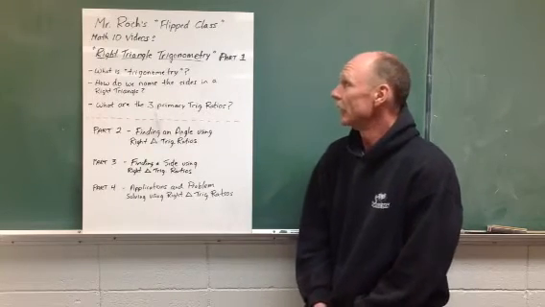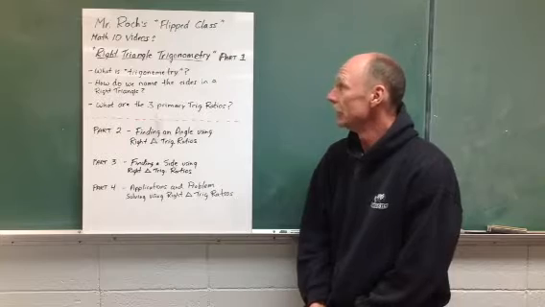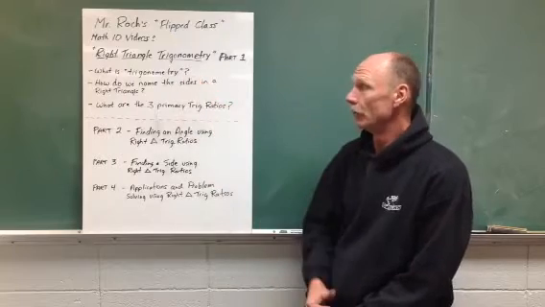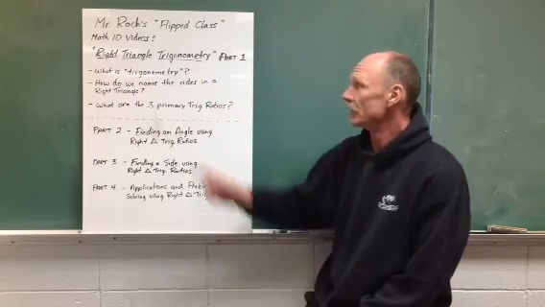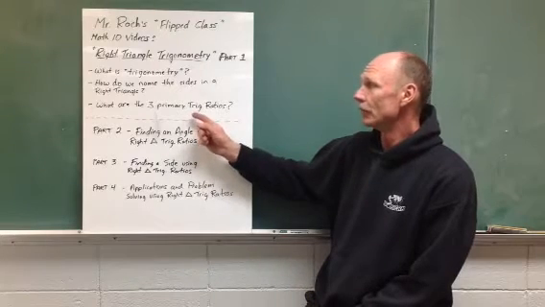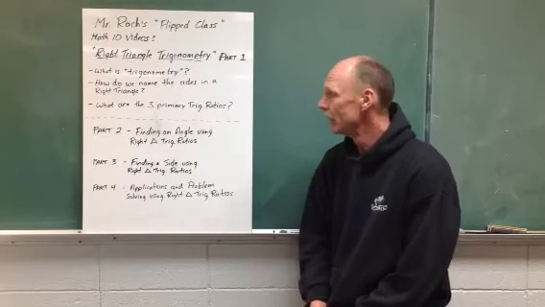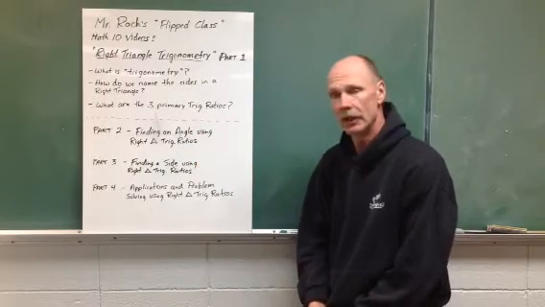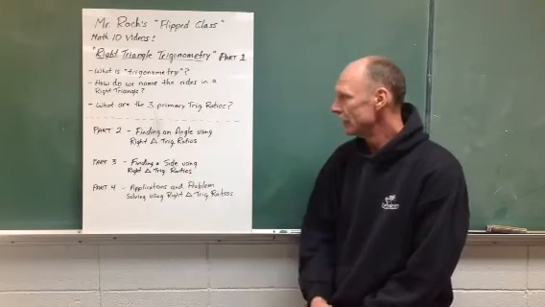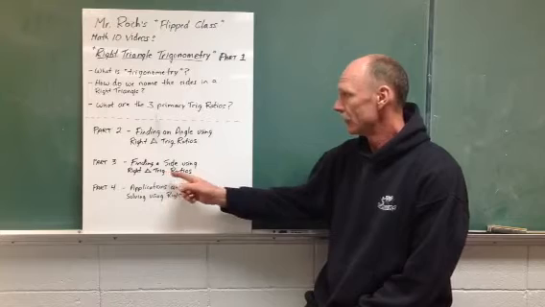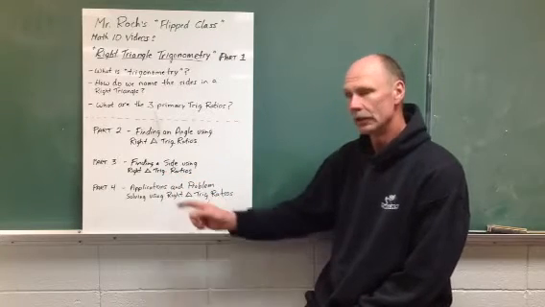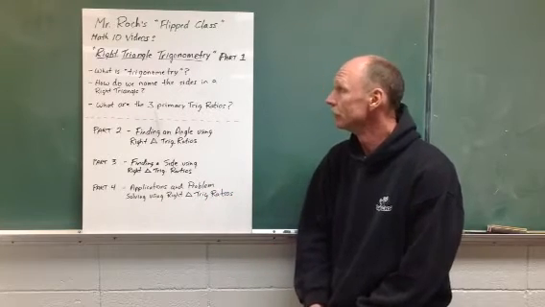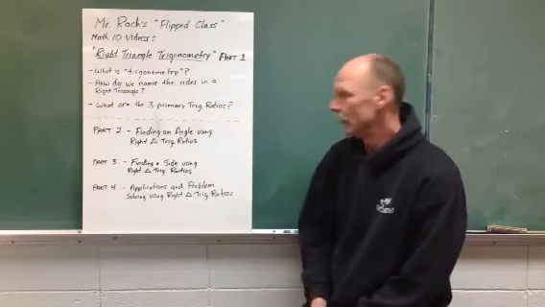In this series, we'll be investigating right triangle trigonometry. This will be separated into 4 parts. Part 1, we'll be finding out what trigonometry is, how we name the sides in a right triangle, as well as what the 3 primary trig ratios are. In part 2, we'll find out how to find an angle using right triangle trigonometry ratios. Part 3, we'll be finding a side using right triangle trig ratios. And finally, part 4, we'll investigate applications and problem solving using right triangle trig ratios. First, for part 1.